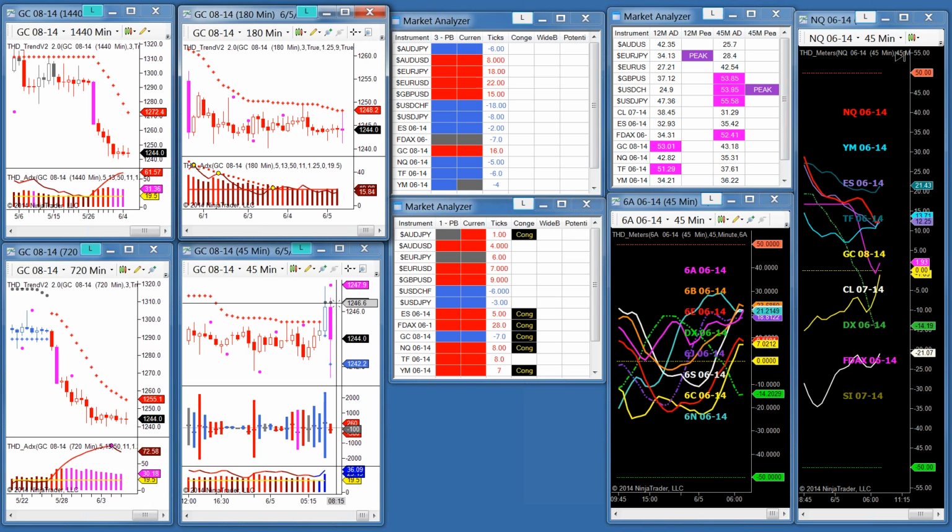Anytime that we have congestion, if price is at the congestion dot, then we would expect it to go back down to the ATR. If price is at the ATR, then we would expect it to come back up to the congestion dot and test the congestion dot. Any questions on the indicators that I have explained so far?